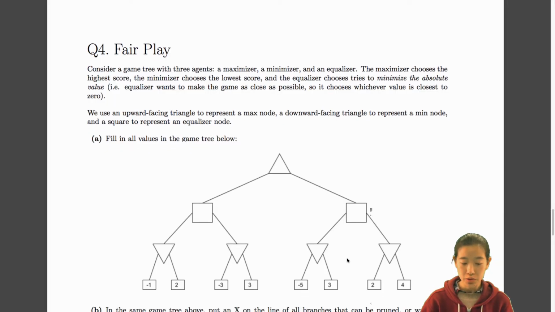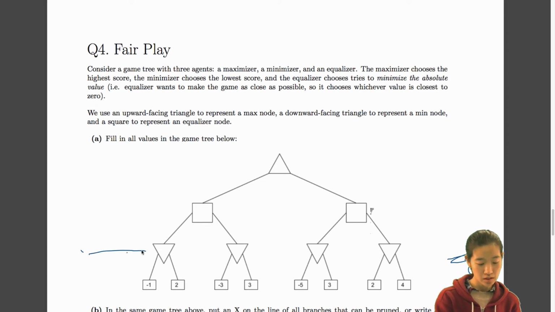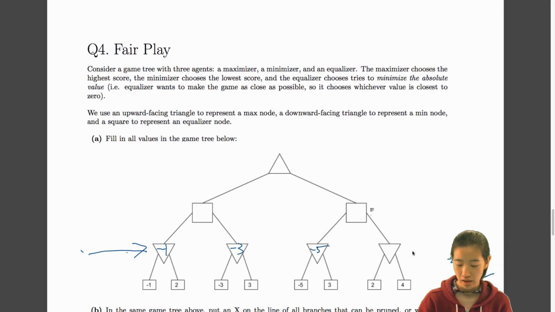We now introduce this concept of an equalizer node, which tries to choose the value that is closer to 0. So let's just fill it out as described in the problem. Let's start with the bottommost layer. We go for our opponent. We said that this one would be -1. The one next to it, -3. Over here, -5. Over here, 2.